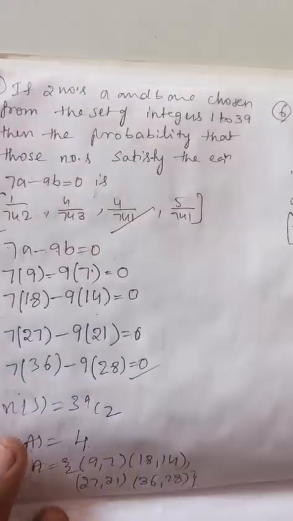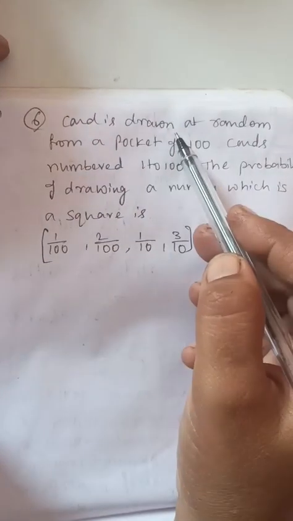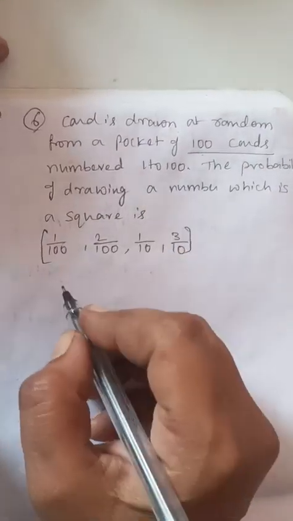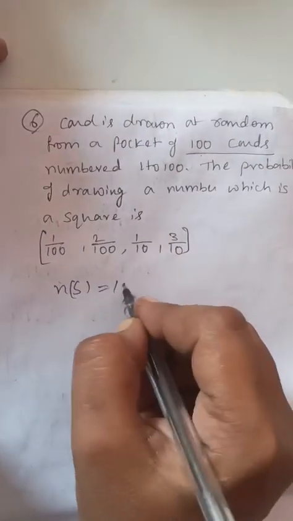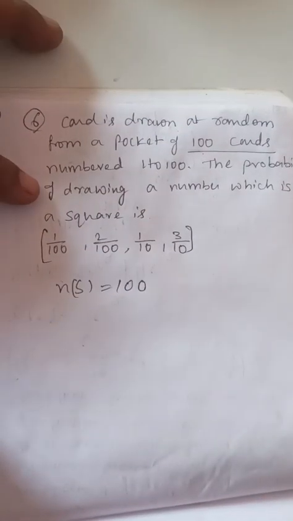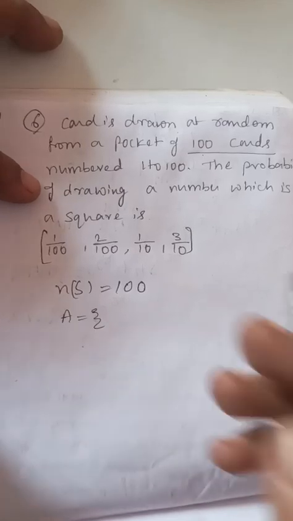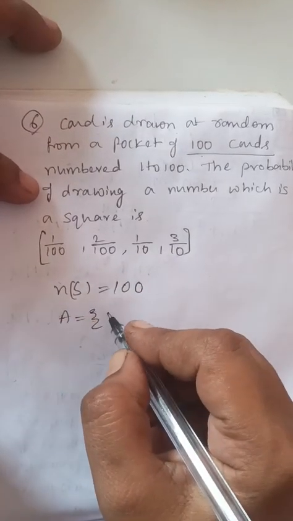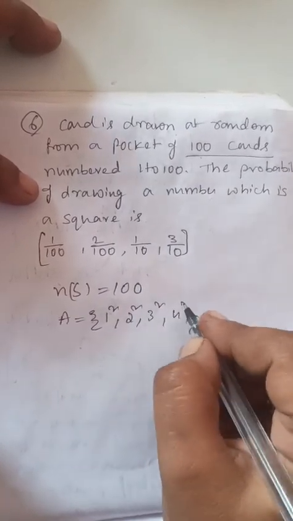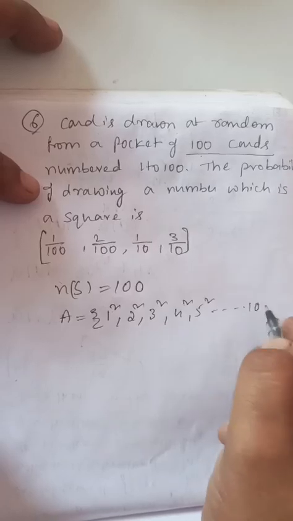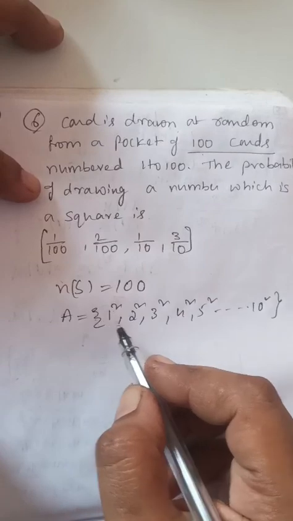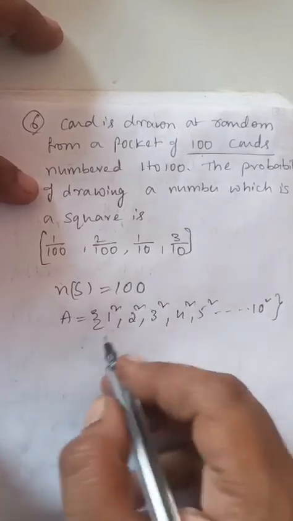A card is drawn at random from a pocket of 100 cards. So totally there are 100 cards, so n of S equal to 100. There are 100 cards numbered 1 to 100. The probability of drawing a number which is a square is, so out of 100 we have the squares: 1 square, 2 square is 4, 3 square, 4 square, 5 square, up to 10 square, because 10 square is 100.